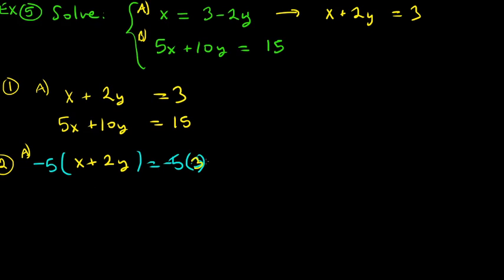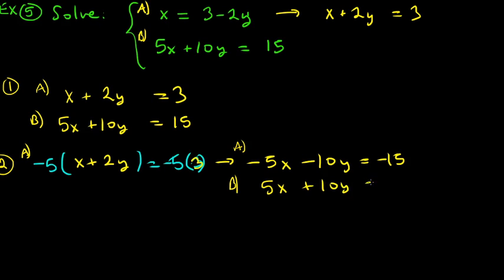When we do that, we get -5x minus 10y is equal to -15. And equation B, we can leave that alone, right? So this is still equation A. Equation B is now +5x plus 10y is equal to 15.